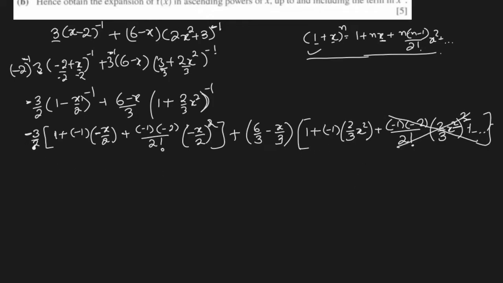Okay, let's expand. Minus 3 over 2 times 1 is minus 3 over 2. Now look here, there is one negative here, there is one negative here, there is one negative here. So there are three negatives. Whenever there are odd number of negatives, we write negative. So it will be 3 times 4, 3 over 4 x.